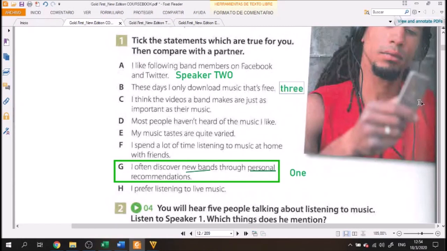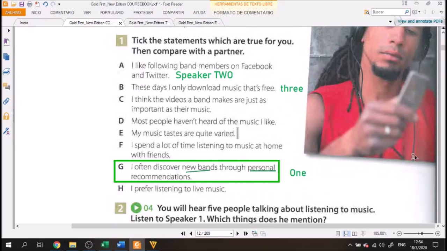B is speaker three. Very good. Tell me about speaker four. What have you chosen? Please share your answers in the chat. Let's try to make this as interactive as possible. Your teacher is live. And alive, I hope.